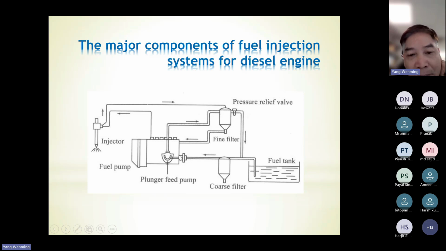And the third one is a plunger feed pump. This is actually a low pressure pump. It is used to draw the fuel from the fuel tank and at the same time increase the pressure by a few times. Between the fuel tank and the plunger feed pump there is also a coarse filter. This one can help clean the fuel, removing the big particles and all the impurities contained in the fuel.